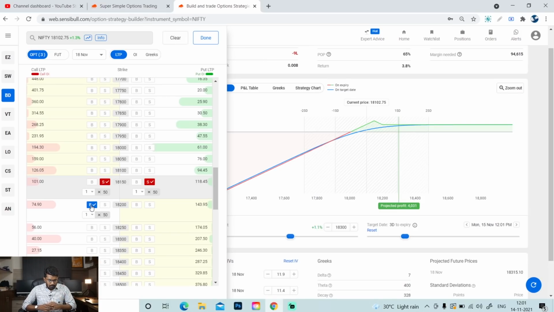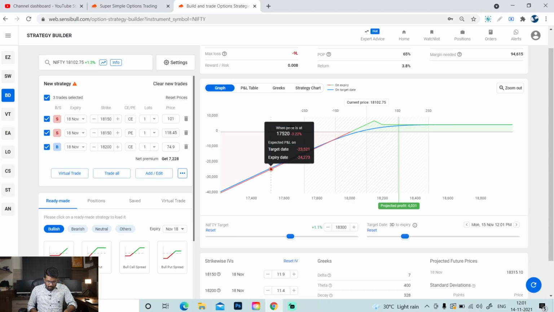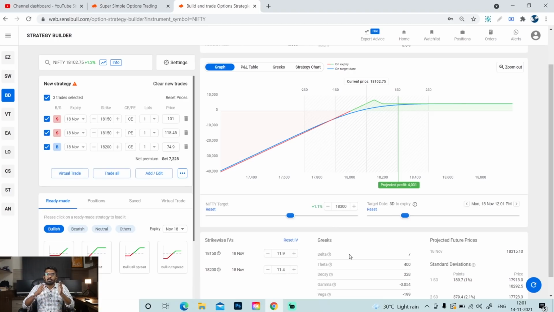18,200 call option, which is going to be around 74 or 75 rupees. Now once I do this, if you see here, my delta has come from negative 33 delta to positive 7 delta. Which means every 1 point move in Nifty, I am going to make 7 rupees since the delta is positive. So very simple concept. When the market moves on the upside, you have to be in positive delta, and when the market moves on the downside, you have to be in negative delta, right?